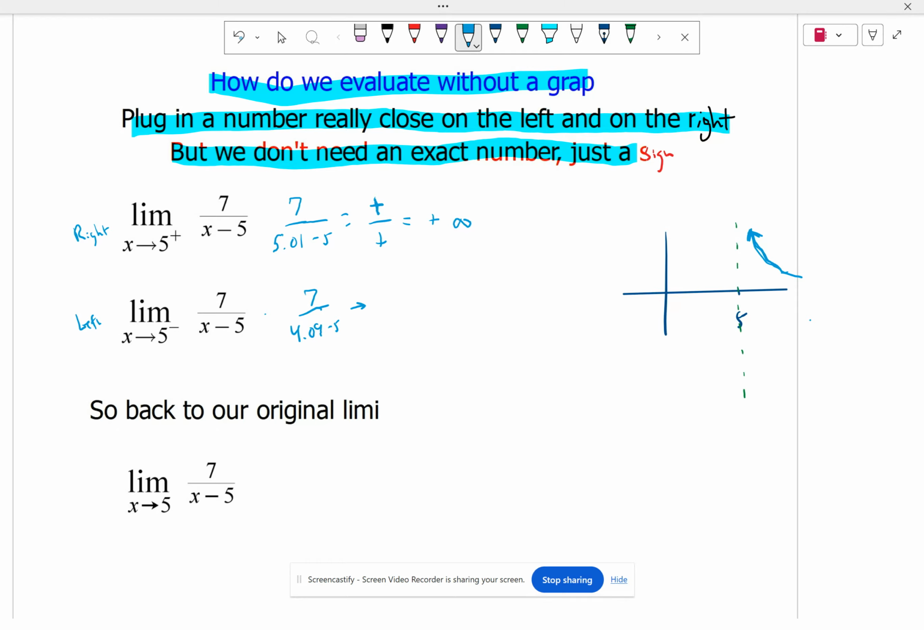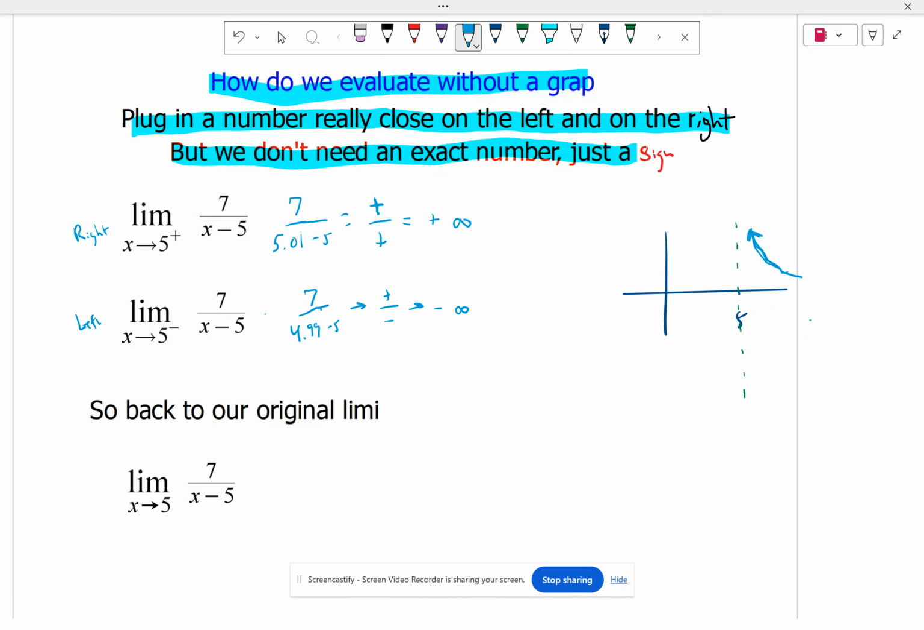Now, the numerator is going to stay positive, just a 7. If I subtract 5 from, excuse me, I should use 4.99, not 4.09. If I subtract 5 from 4.99, that's really close to 5, but the bottom is going to be a negative value. And if I do a positive divided by a negative, then we're going to go to a negative value, and we know it's going to infinity.